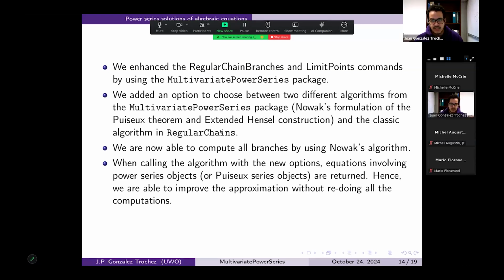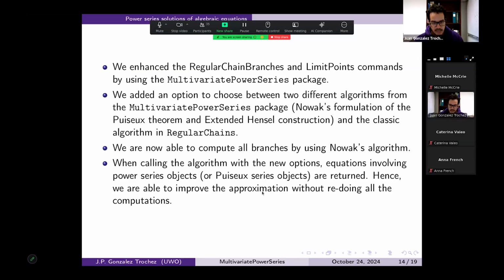The difference between these two is that the extended Hensel construction of the MultivariatePowerSeries package works with lazy evaluation. That means that we will get power series objects back, and we can increase the precision of this object as much as we would like, without redoing all the computations. The second thing that is important to mention here is that now we will be able to compute all the branches, even the branches that go to infinity, when we call Novak's formulation of the Newton-Puiseux theorem. It's a constructive proof, this algorithm. That's also key for our package.